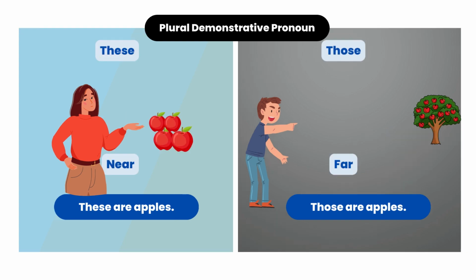These and those are used if there is more than one object, person, animal or thing. These is used when objects are near, and those is used when objects are far. For example, when the apples are near, we say these are apples. When they are far, we say those are apples.